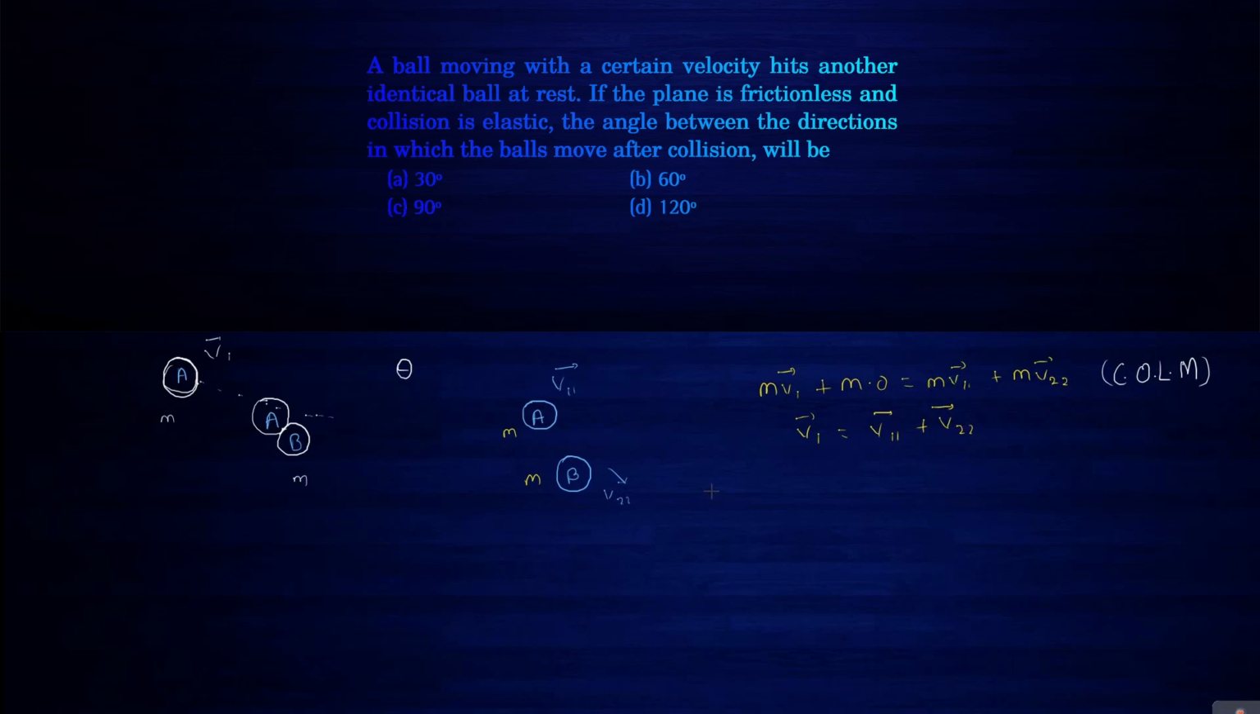Now conservation of energy. Half m v1 square equals half m v11 square plus half m v22 square. From this we'll get v1 square equals v11 square plus v22 square. Let's call this equation 1, this 2.